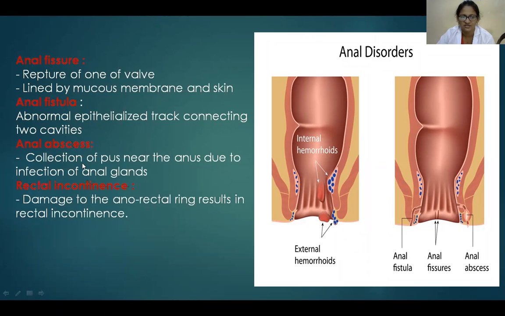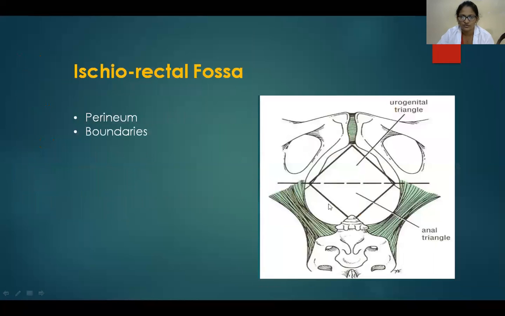An anal abscess is a collection of pus near the anus due to infection of the anal glands. This is called an anal abscess. And next, rectal incontinence. Damage to the anorectal ring results in rectal incontinence. These are the anal disorders. These are the internal hemorrhoids, and these are the external hemorrhoids. Internal hemorrhoids are less painful, whereas external hemorrhoids are very painful. This is about the anal canal.